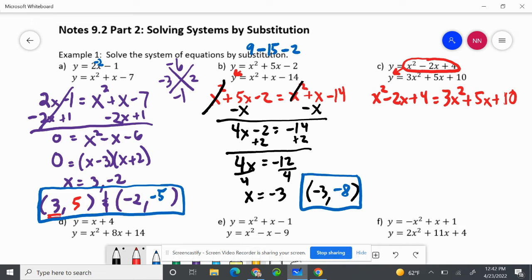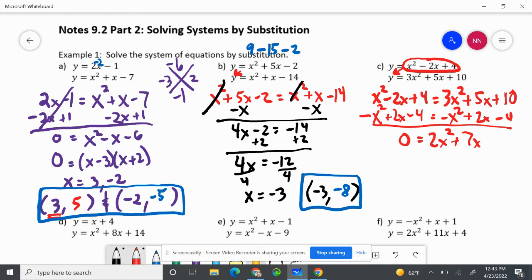So when I'm looking at this, the x squareds don't cancel, unfortunately, so I'm going to set it equal to 0. So I'm going to subtract the x squared, add the 2x, minus the 4. That's going to be equal to 0. And I do the same thing on the other side. I am minus the x squared plus the 2x and minus the 4. So that becomes 2x squared plus 7x and then plus 6.